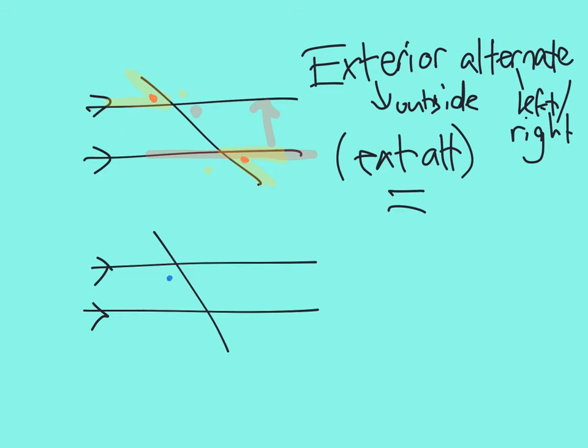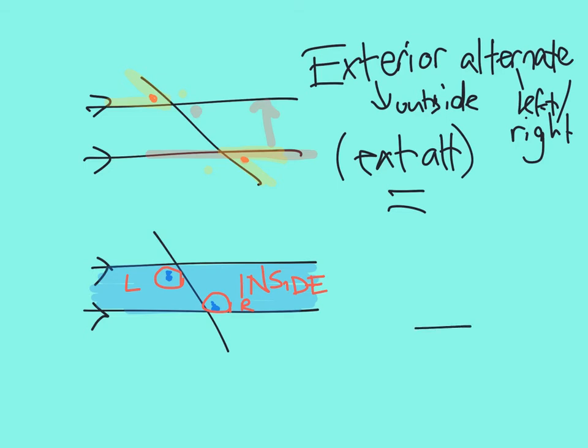Int alt is my Z that I'm finding. My calibration just suddenly went off. Int alt means that we are, is that my highlighter? Yes. We are inside of the parallel lines. Okay, int means inside, right? Interior means inside. So we're inside, and then we're alternating left and right, okay?